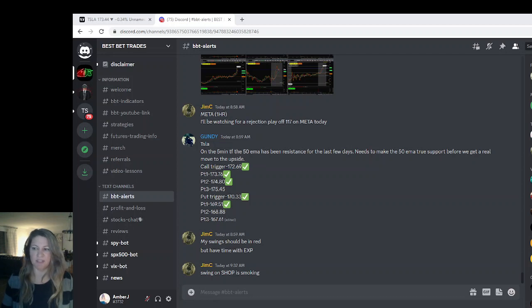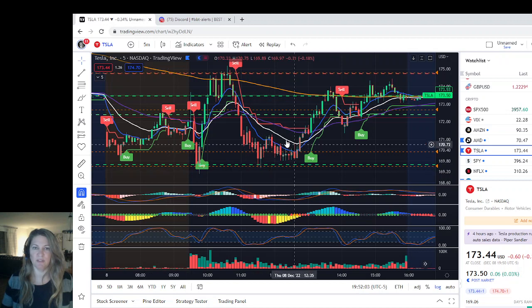First thing this morning, the puts were triggered at 170.33 and the first price target hit at 169.51. The calls were triggered at 172.69, the first price target hit at 173.76, and the second price target hit at 174.80. So I'm going to go over Tesla and show you how you could have played it.